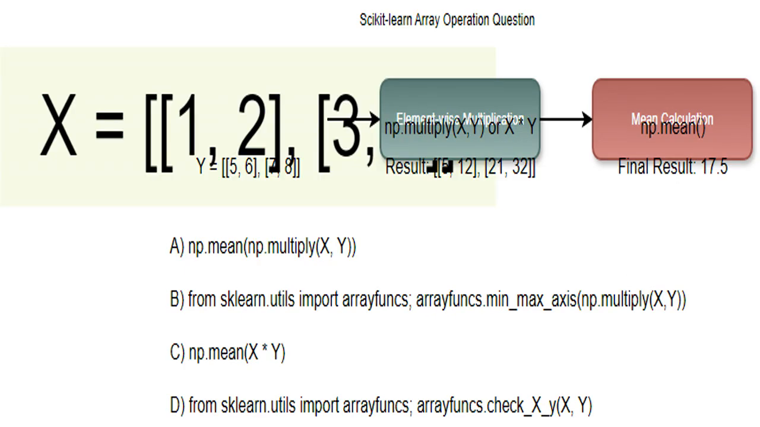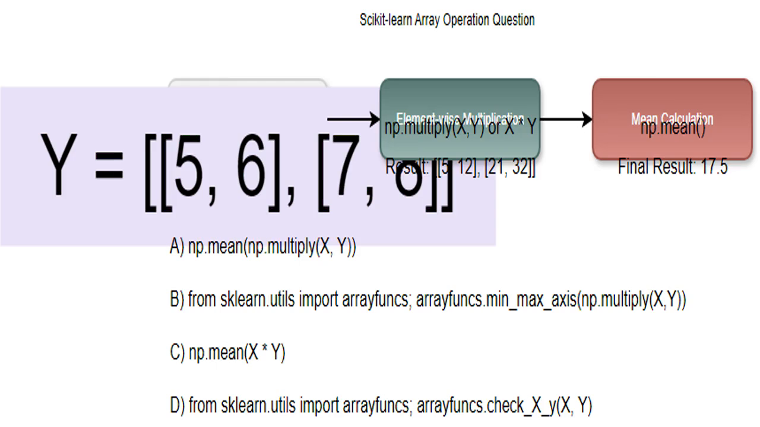Array X holds the values 1, 2, 3, and 4, arranged in a 2 by 2 matrix. Each value occupies a specific position, row, column, within the structure. These values will be multiplied element-wise with the corresponding elements in array Y. Similarly, array Y contains the values 5, 6, 7, and 8, also in a 2 by 2 matrix form. Each element in Y will interact with the corresponding element in X during element-wise multiplication.